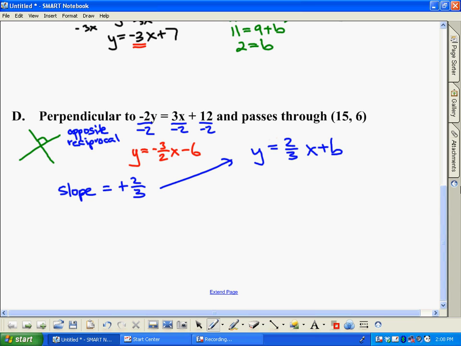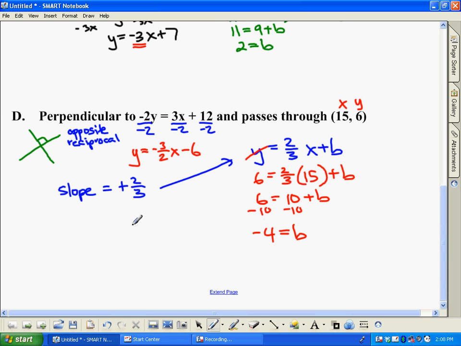And once again, this shouldn't be a shocker to you, but we do know x and y. X and y are up here. So y is 6. X is no longer x, it's 15. What is 2/3 of 15? Well, 2/3 times 15 is 10. And if you subtract 10 on both sides, you get -4 equals b. So what is our final equation here? It is y equals 2/3 x minus 4.